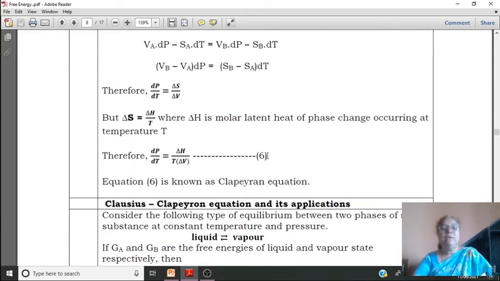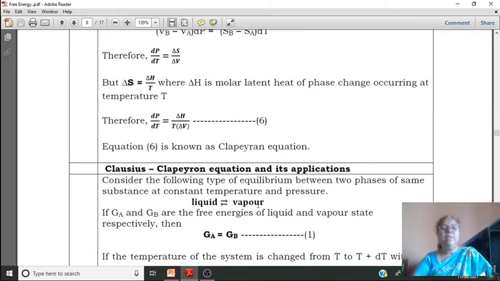And this equation number 6 is known as Clapeyron equation. Then Clausius modified the Clapeyron equation, assuming that the vapor behaves ideally. So we will see here the Clausius-Clapeyron equation.